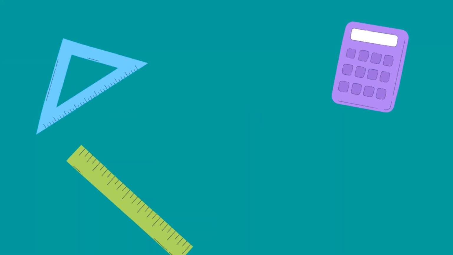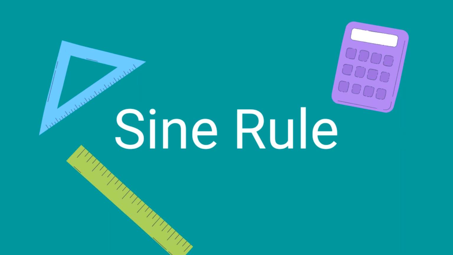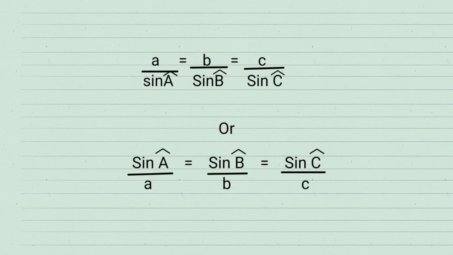Today we're going to learn the sine rule. The sine rule states a over sine A is equal to b over sine B, which is equal to c over sine C. Or we can flip it: sine A over a is equal to sine B over b, equal to sine C over c.